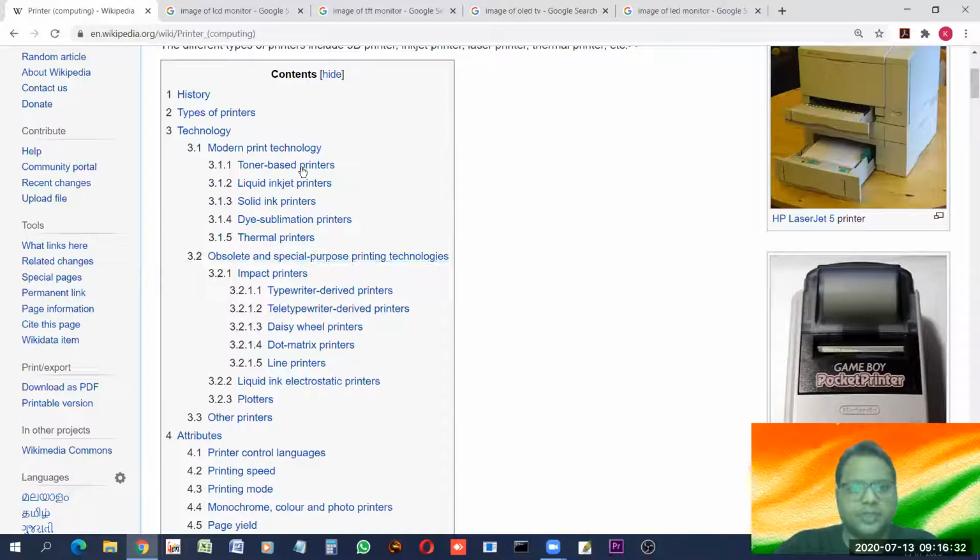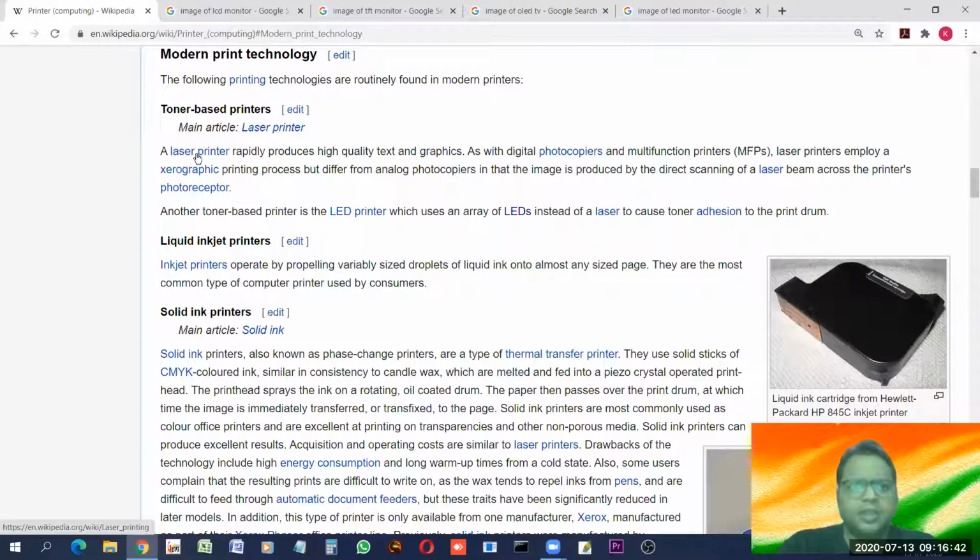So here you can see a lot of technology, modern print technology. So let us see the modern print technology ones. One is the laser printer. So let us try to learn the laser printer.